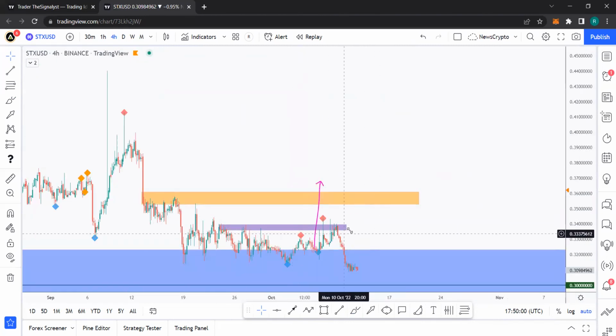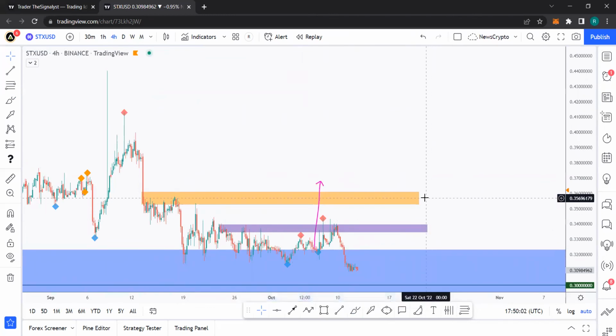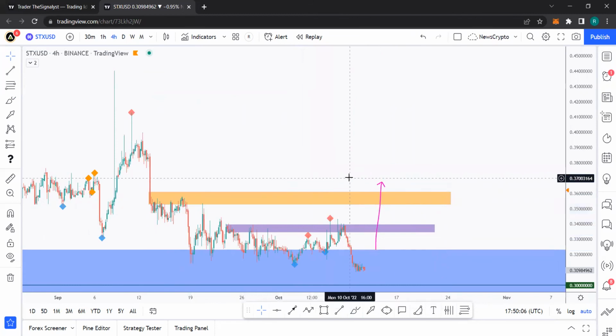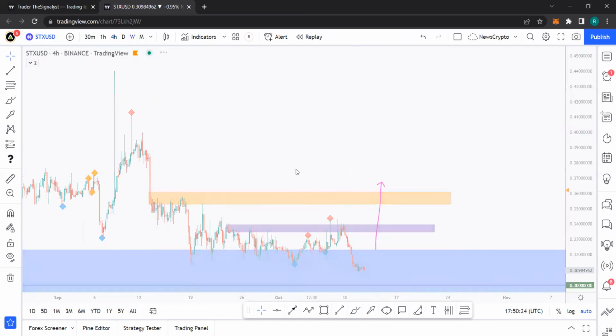On STX, okay, this was from last week. We are still waiting for this break. It didn't happen. That's the power of waiting for extra confirmation for the bulls to take over first before you jump in. No matter how strong the support is, no matter how strong the overall trend is, the rejection, whatever, always wait for the bulls to take over before you jump in.